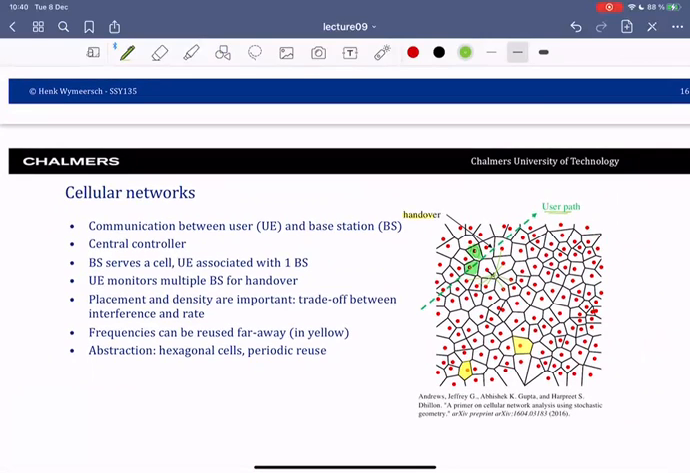Now, as a communication engineer, you may need to decide where the base stations should be placed and with what density. And here it's important to know that there's a trade-off between interference and rate. So this means that when you put base stations very close to each other, then users will be close to a base station. The rate can be very high. So let me try to draw that.